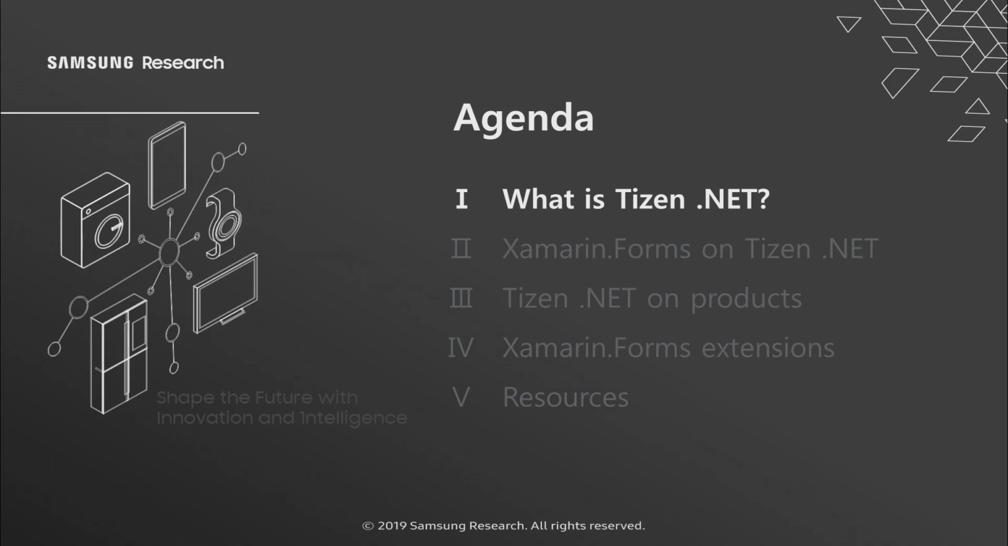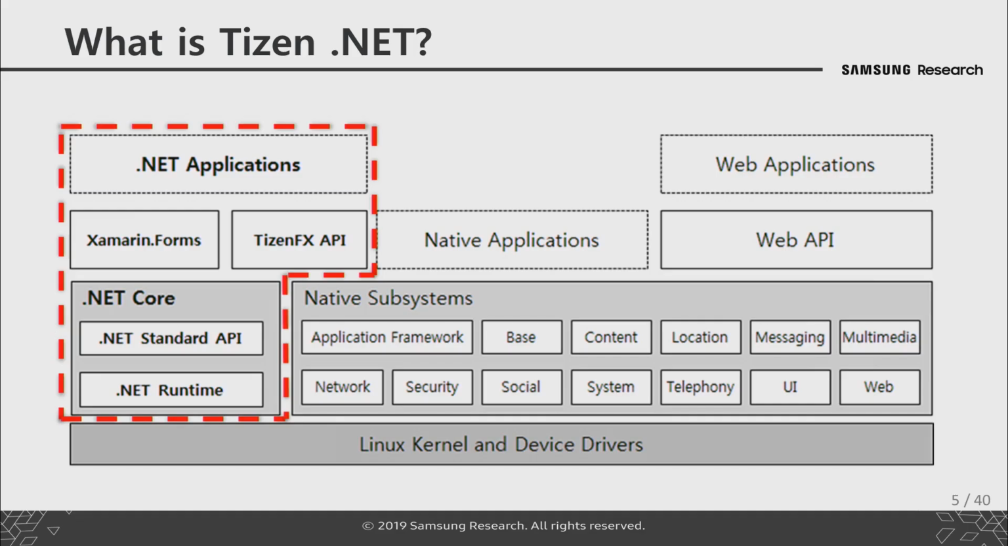What is Tizen .NET? So here is the architecture for Tizen. Before Tizen .NET was introduced, we used to have two application models. First, using the C language, you could directly access the native subsystem modules, and you can create native applications. Native applications are nice. They always show the best performance and are very lightweight. But the drawback is it's kind of difficult to create a native application, because normally you don't want to use C language to create your application.